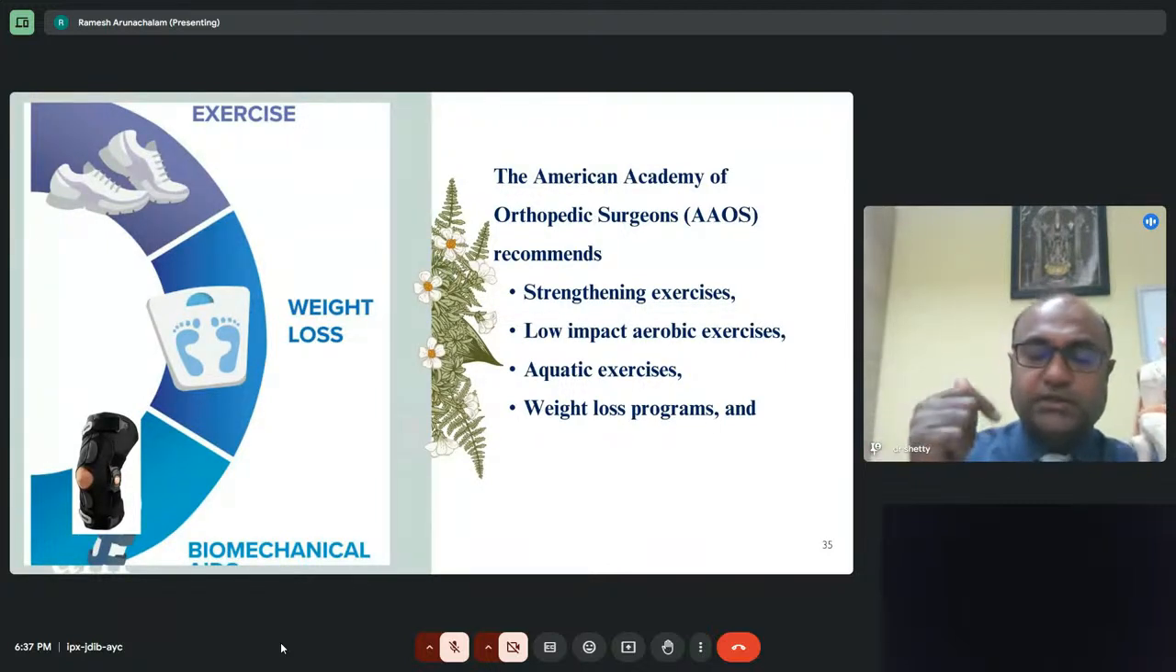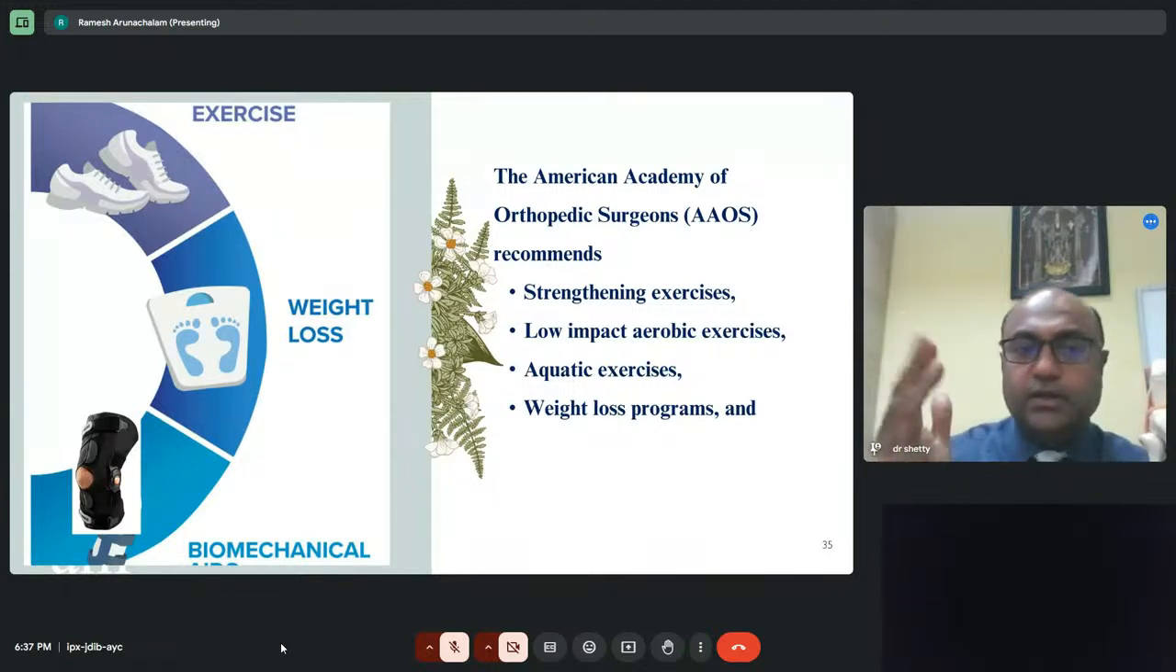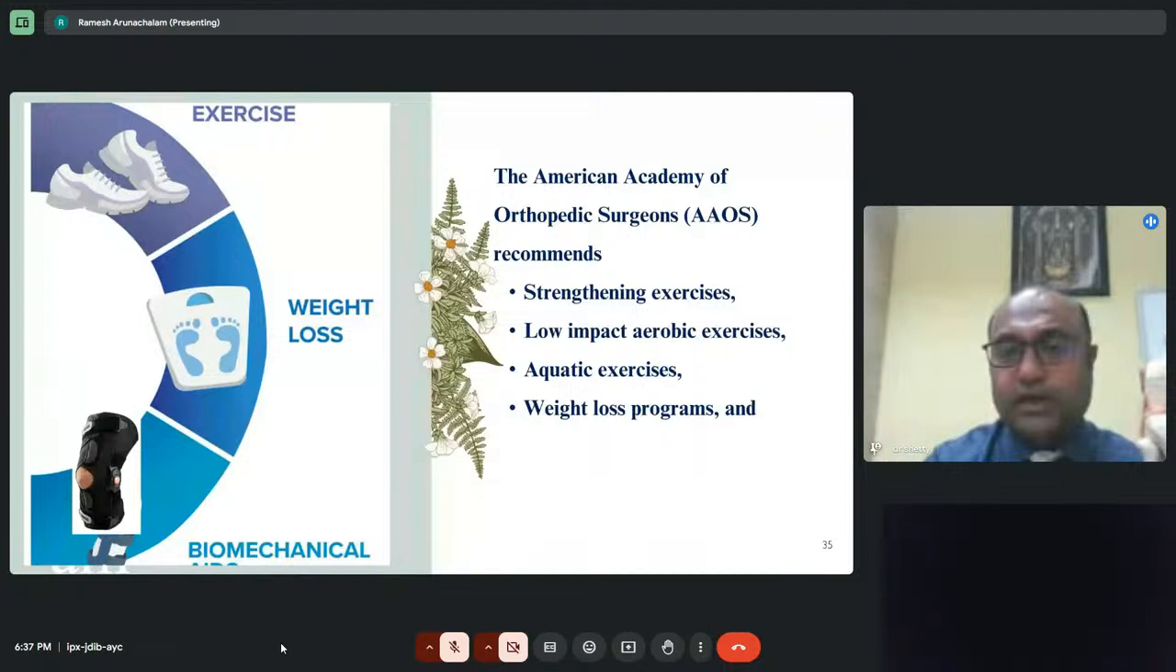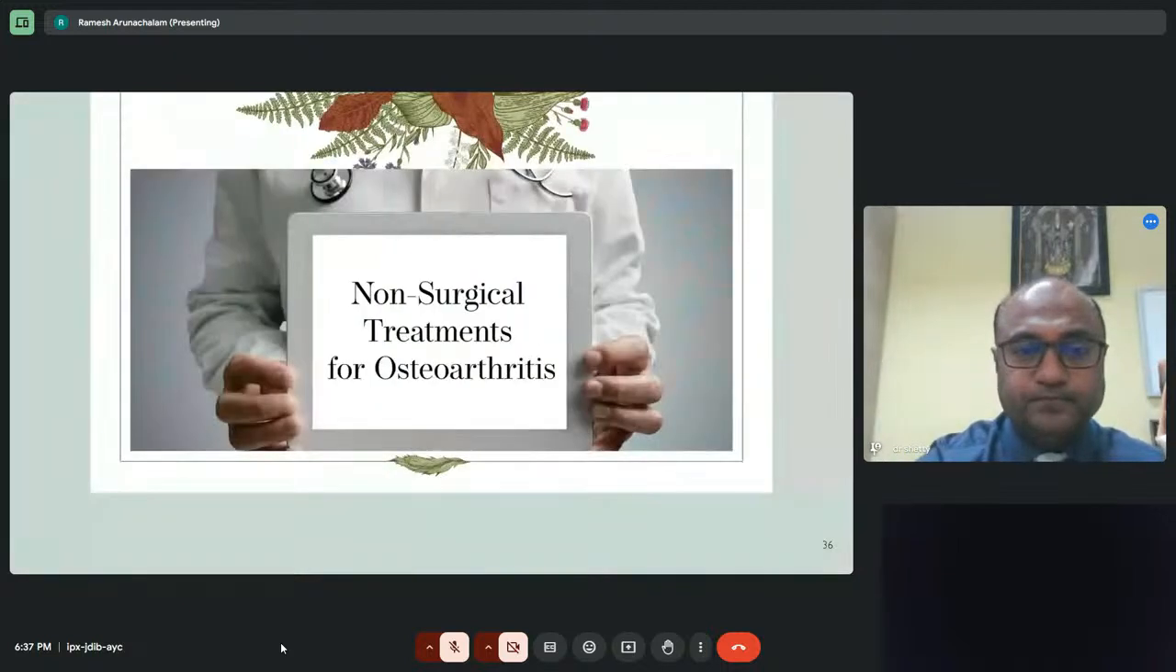A good knee specialist, physiotherapist, dietitian, fitness trainer, all of them have to work together on weight reduction. That is something we see very commonly. A person who's heavyweight starts doing squats and lunges by the trainer, and then they develop some meniscus tears, and then their whole journey gets affected. So what are the non-surgical treatments for osteoarthritis?